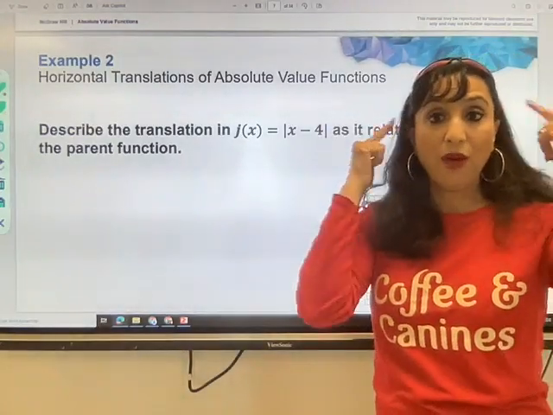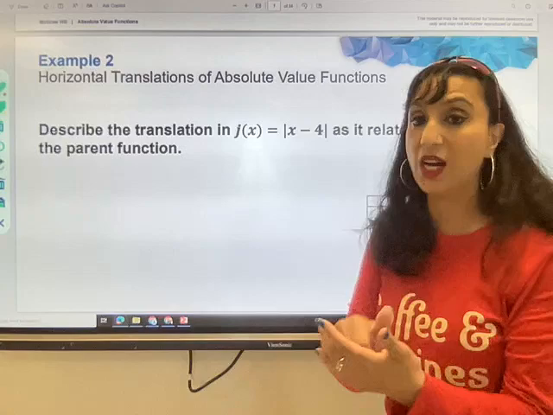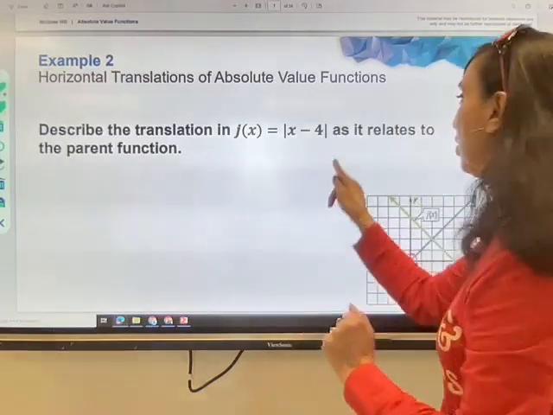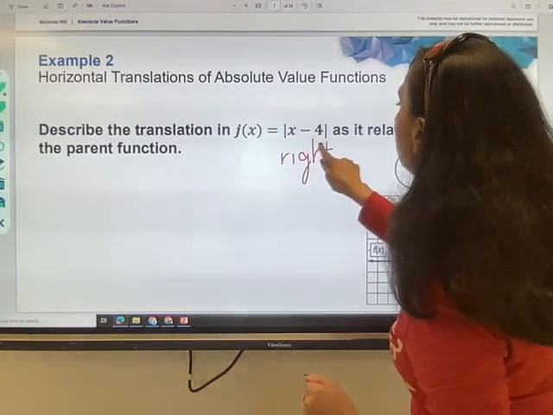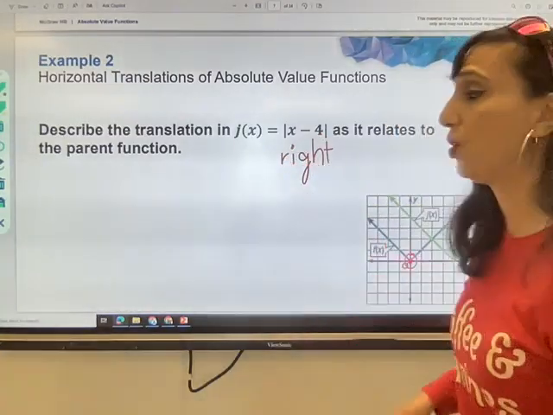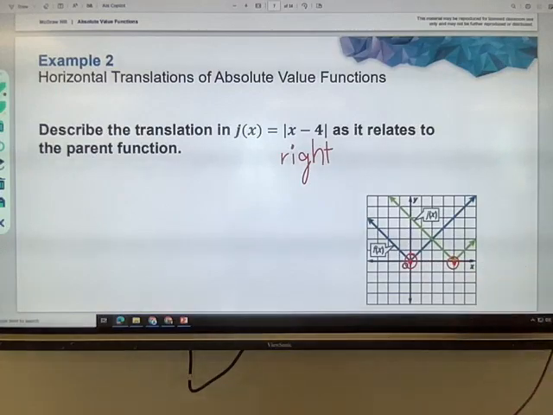So now think of what we've learned. If it's saying x minus 4, it is moving to the right, not the left. Because of the minus, it is moving 4 units to the right. So look, 1, 2, 3, 4. Here we go. So this graph has shifted 4 units to the right.